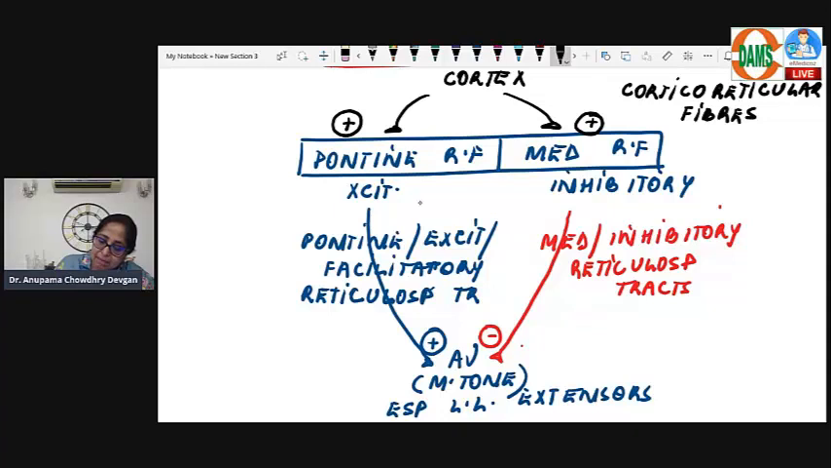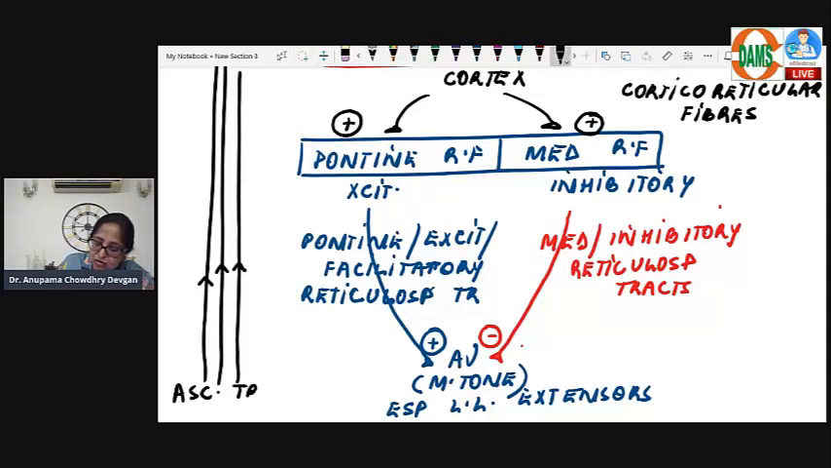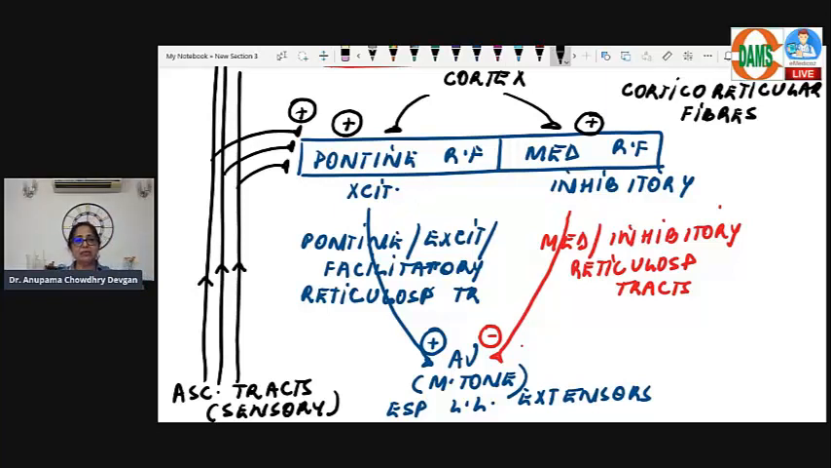Now, the pontine area also receives collaterals from all the ascending tracts. What are ascending tracts? Ascending tracts are sensory: pain, touch, temperature. They give collaterals to the pontine area, and they will also excite the pontine area. Pontine area receives excitatory impulses from both the cortex as well as collaterals from sensory tracts. Right?